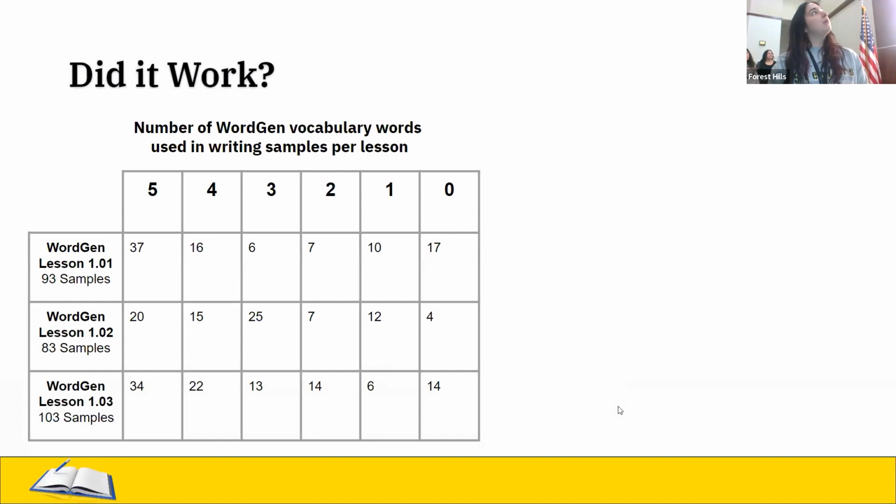So for each week, what we did was count the number of samples that we had, for this left column. And then we counted the number of the WordGen vocab words that were used in their writing samples. The first week, most of the students would use 5 words. The second week, there was a lot of confusion happening. Some of us were out. Some of the students thought they didn't need to use all 5 words. So we saw a lot of 3s being used there. But then the third week, we saw that number 5 jump back up again. And so most students did well and improved overall using the words throughout.